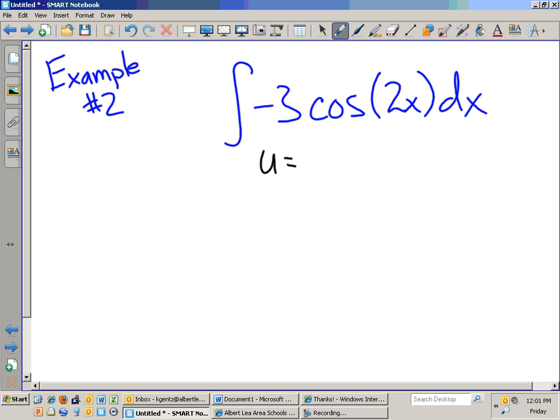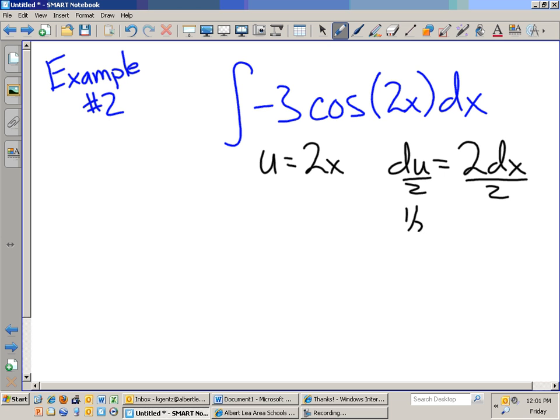What did you choose your substitution to be? So if u is equal to 2x, and du is equal to 2dx. Now, here's the whole idea. I do not have a 2dx. If I had a 2 available up here, then that'll be fine, but I don't. And so I need to solve just for the dx by dividing by 2. So 1/2 du is equal to dx.